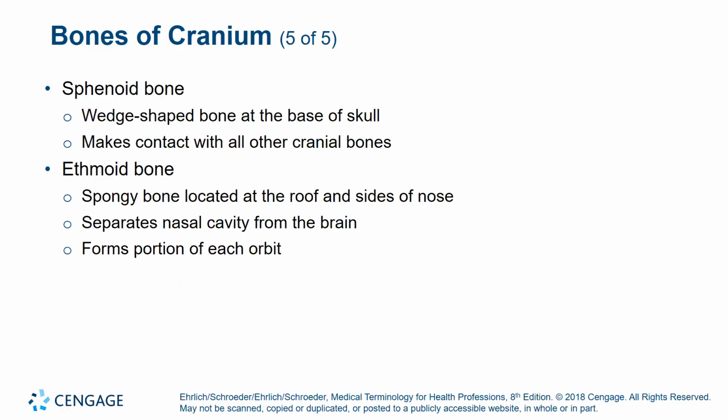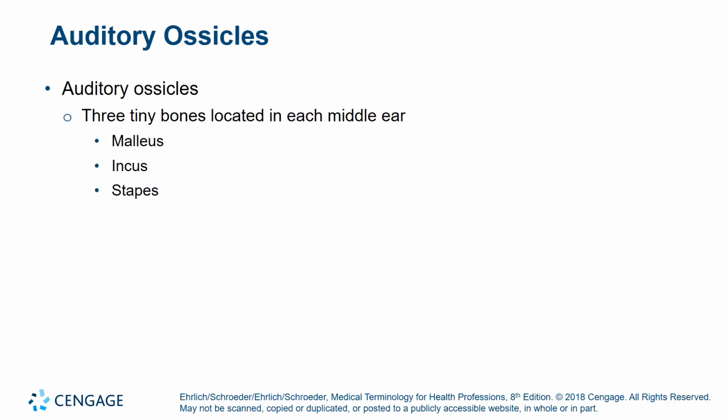The ethmoid bone forms a portion of each orbit. It does separate the nasal cavity from the brain. The auditory ossicles: we do have 3 tiny bones located in each middle ear, the malleus, incus, and stapes.